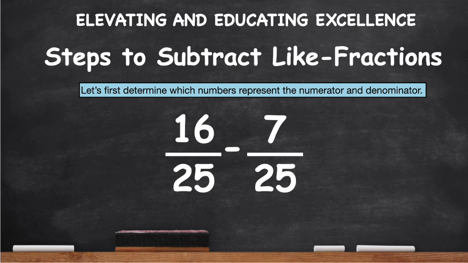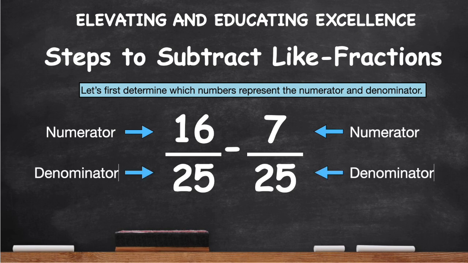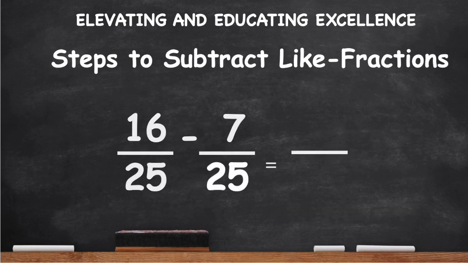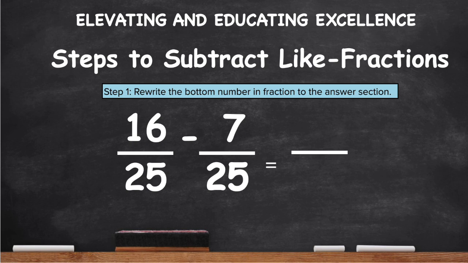Let's determine which numbers represent the numerator and the denominator. The top number is also known as the numerator, and the bottom number is also known as the denominator. So just remember, numerator equals top number, denominator equals bottom number. Let's start with the first step. Rewrite the bottom number in the fraction to the answer section. The bottom number of both fractions, because they're like fractions, is 25. So we're just going to move that 25 over to the answer section.